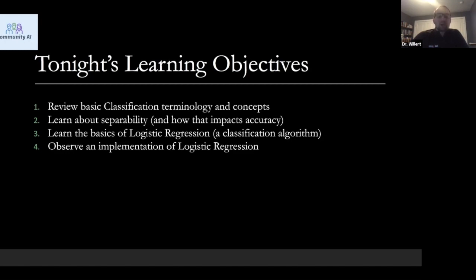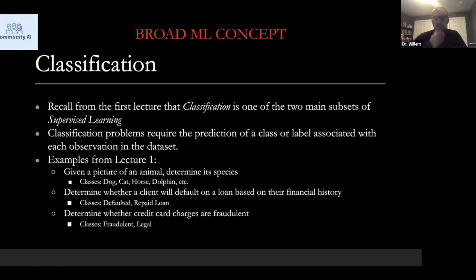So tonight, we'd like to really focus on reviewing basic classification terminology and concepts. We're going to learn about this concept of separability and how that might impact the accuracy of a classification algorithm. And we're going to learn the basics of logistic regression. So I'm going to give some details about how it's implemented, but really we want you to focus on what the algorithm's doing and more or less how it works. And then we'll observe an implementation of logistic regression on a data set that's fairly similar to one that we studied on Tuesday night. So let's dig in.